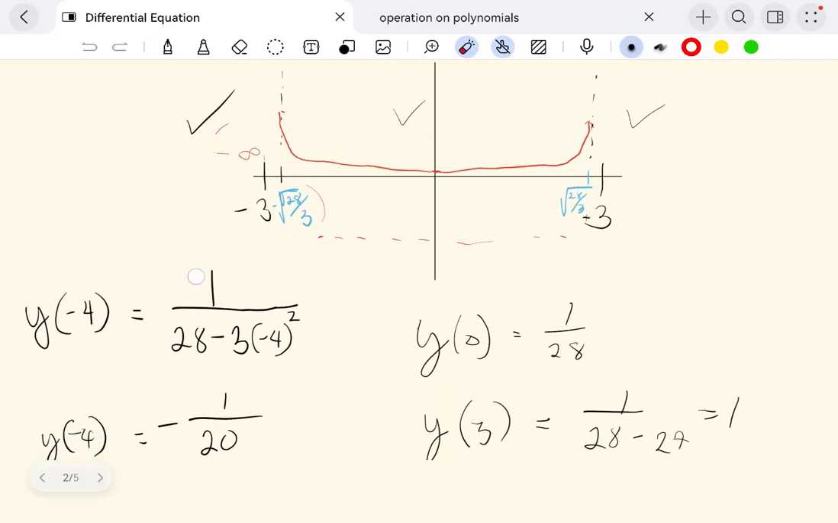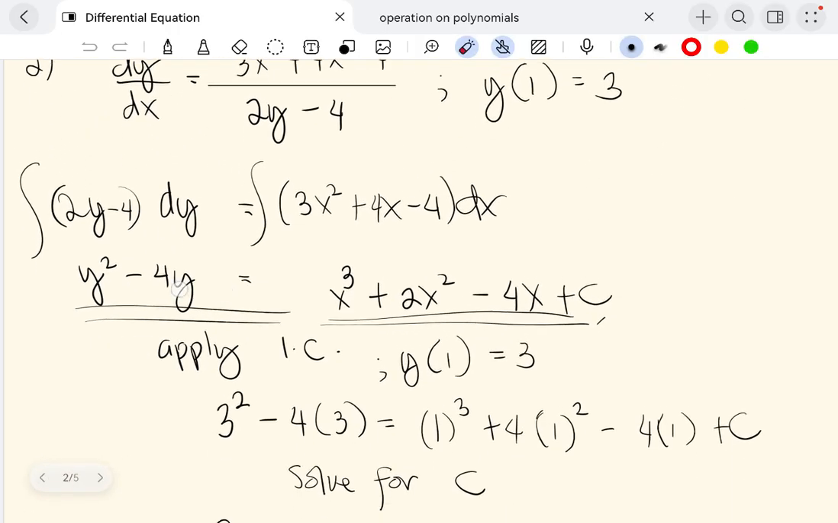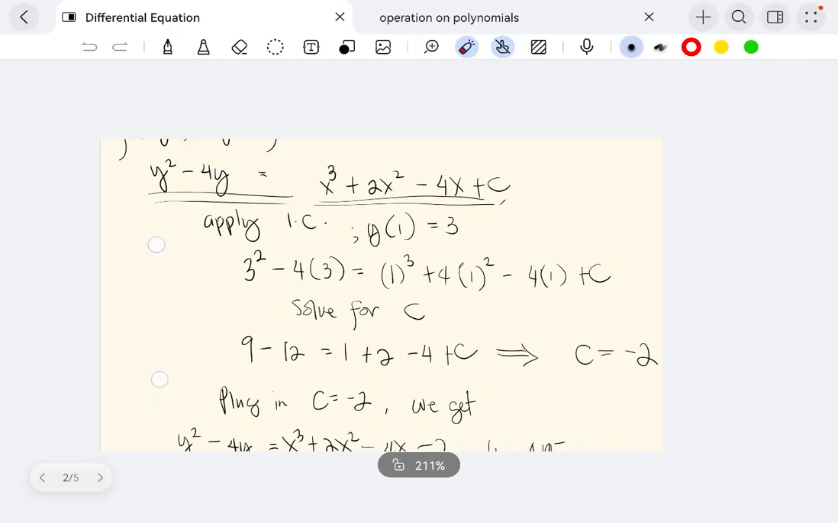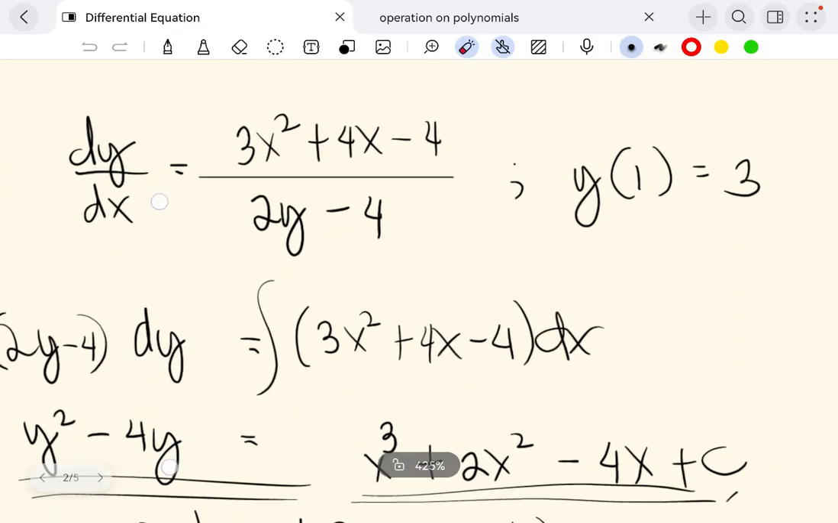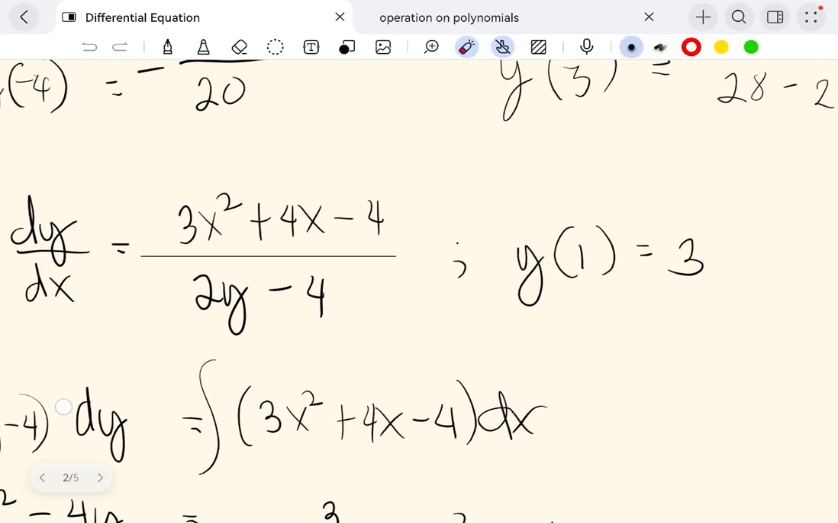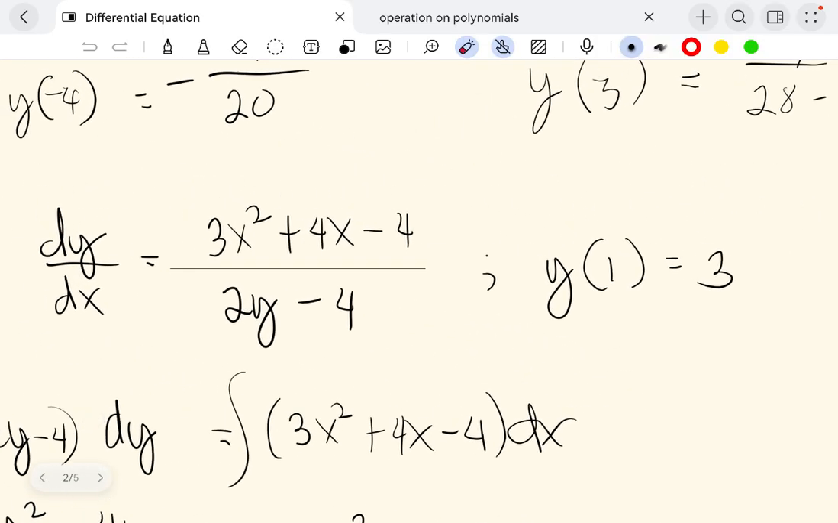So let's proceed to the second example. Given dy over dx is equal to 3x squared plus 4x minus 4 divided by 2y minus 4, with the initial condition that when x is equal to 1, y is 3.